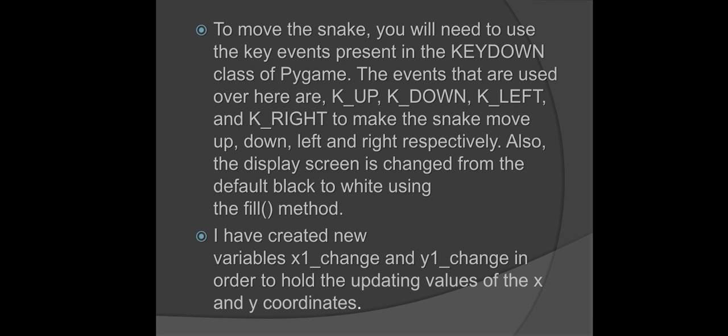To move the snake, you will need to use the key events present in the KEYDOWN class of Pygame. The events that are used over here are K_UP, K_DOWN, K_LEFT and K_RIGHT to make the snake move up, down, left, right respectively. Also, the display screen is changed from the default black to white using the fill method.